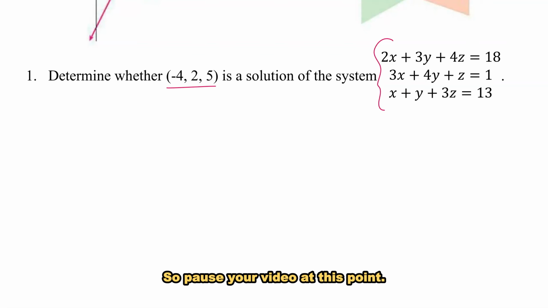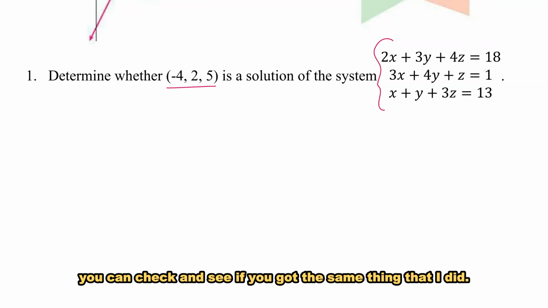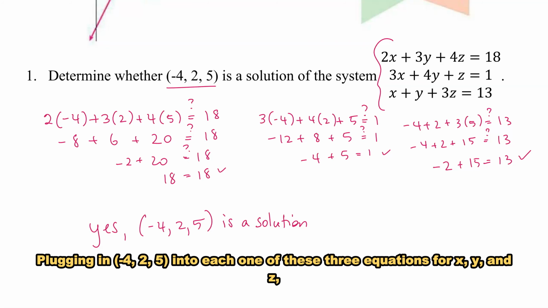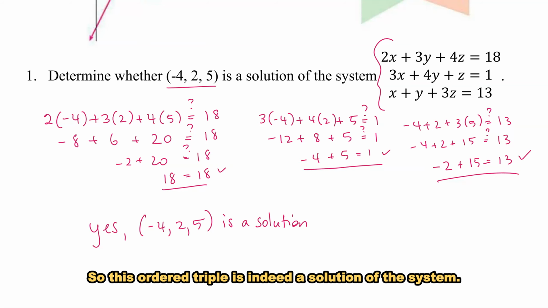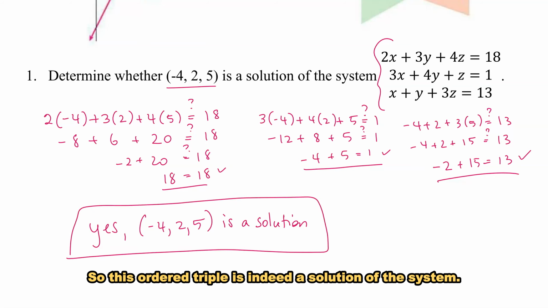So pause your video at this point, try it on your own, and then when you resume, you can check and see if you got the same thing that I did. Plugging in -4, 2, 5 into each one of these 3 equations for x, y, and z, we do get true statements in each of the 3 equations. So this ordered triple is indeed a solution of the system.